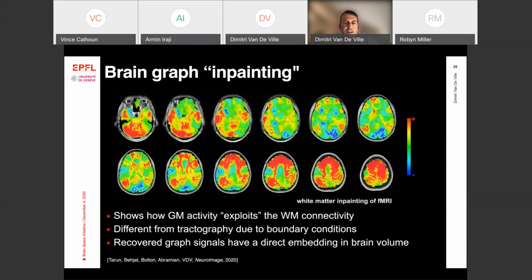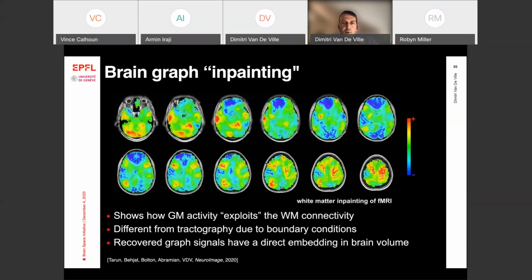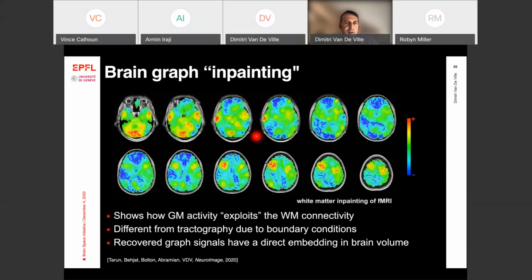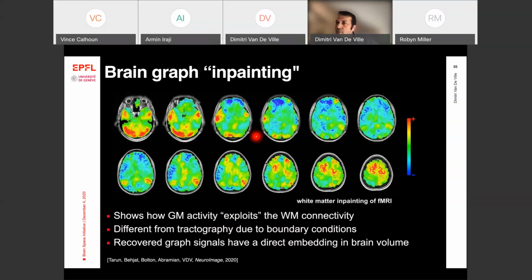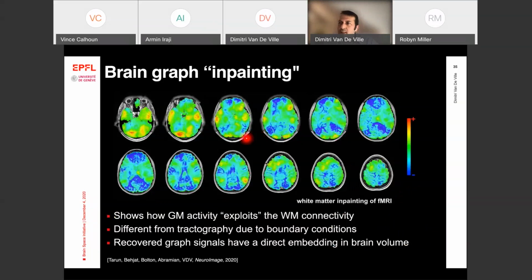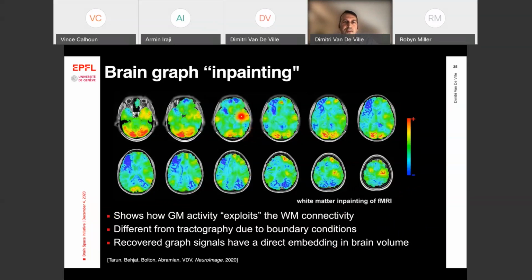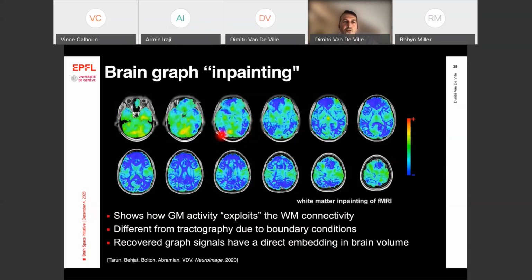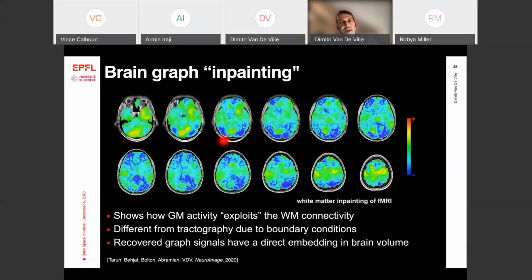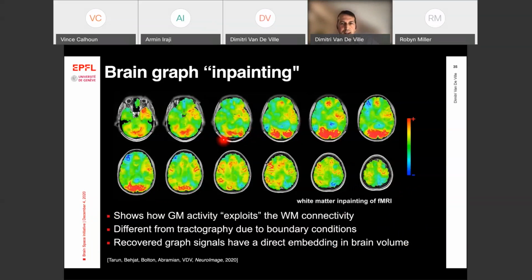So here you see a little movie of how inpainted fMRI data looks. I hope it comes through WebEx, probably a bit shaky. But it is showing you the gray matter and the extrapolated signal on the white matter as you go along.